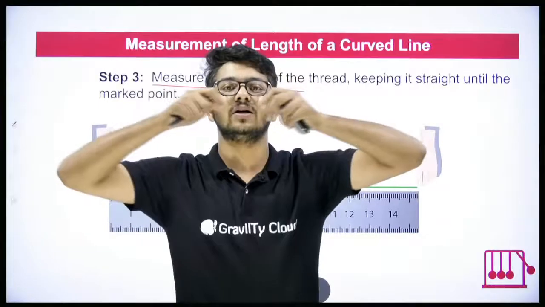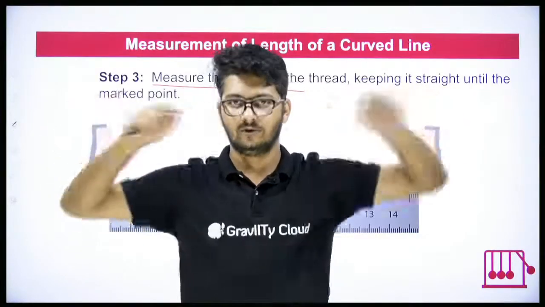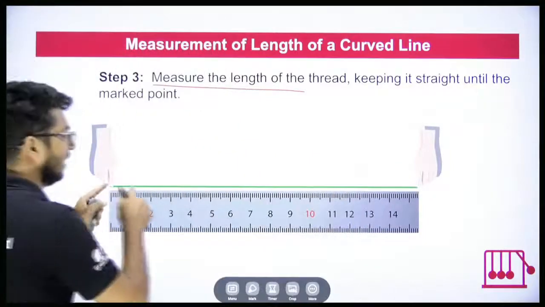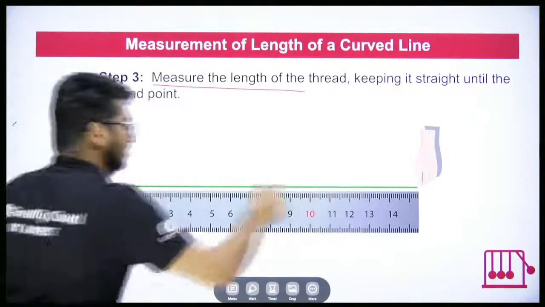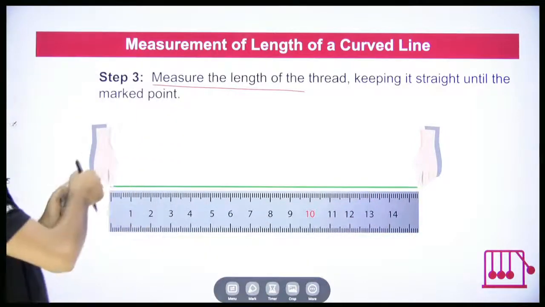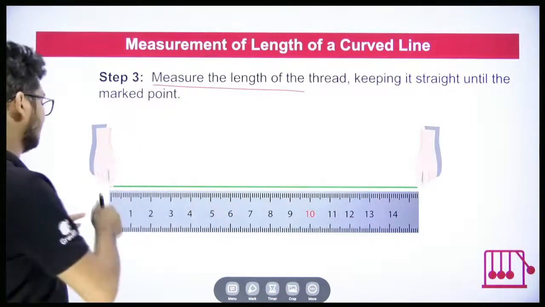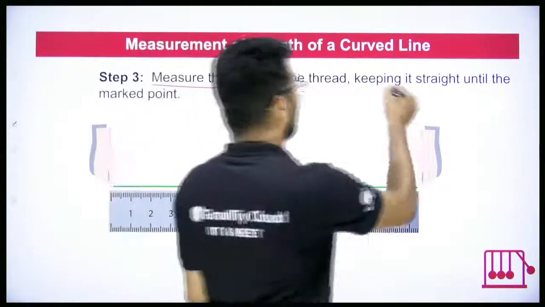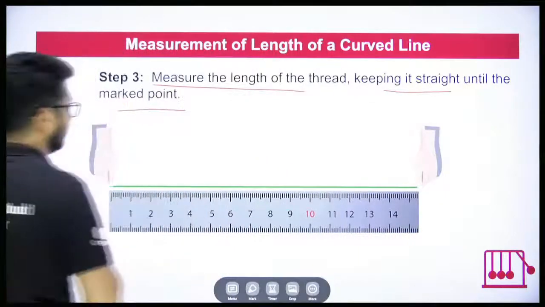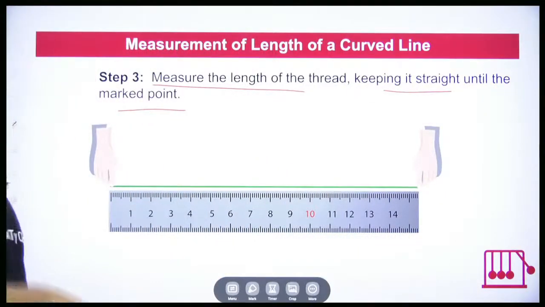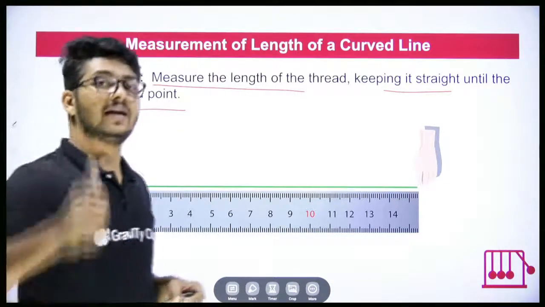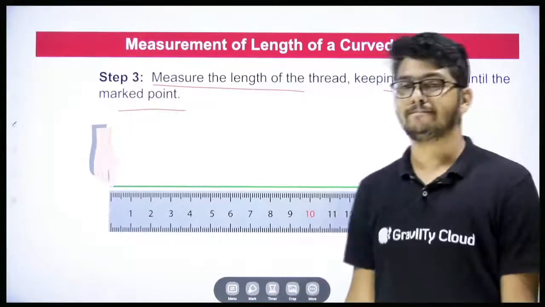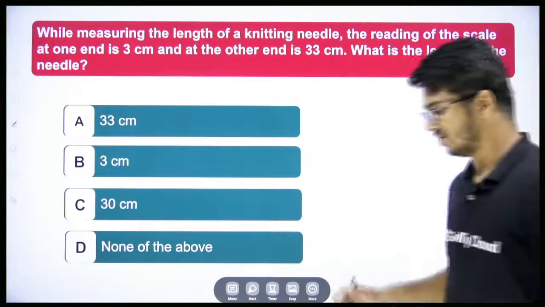You have marked A and B. So what you will do is you make the thread straight now, and measure the length. We have made the thread straight, and then we are measuring its length using a scale, using a ruler. Measure the length of the thread, keeping it straight, until the marked point. Simple. So to measure the length of a curved line, we are using a thread and a ruler. Simple. Right? Good. It's a simple question for us.